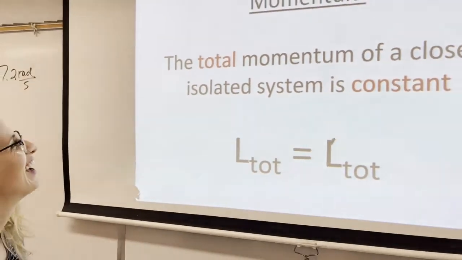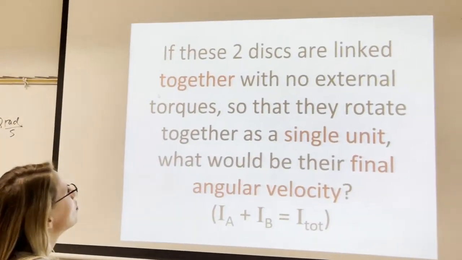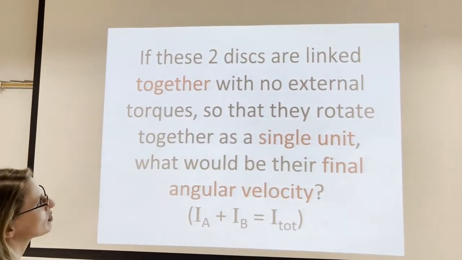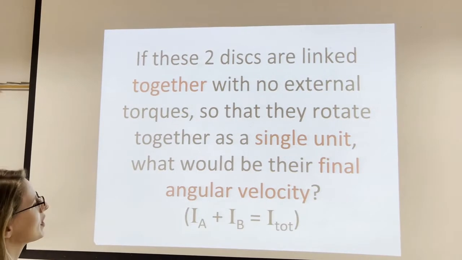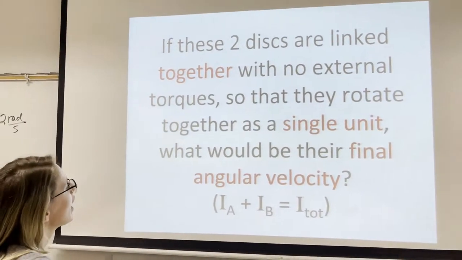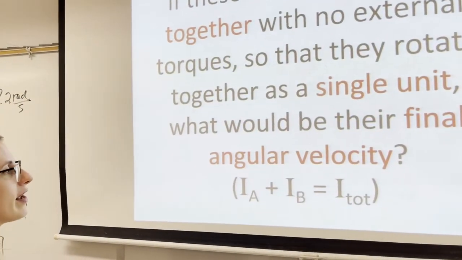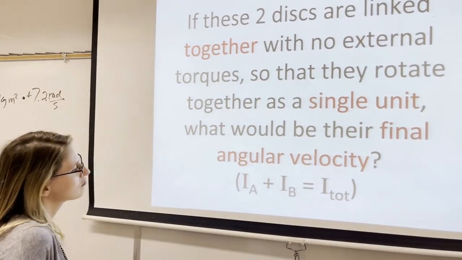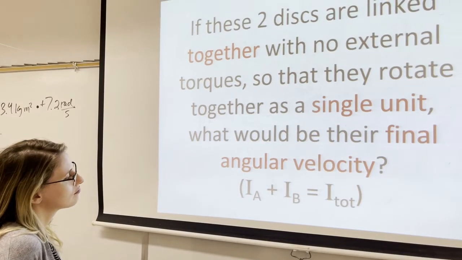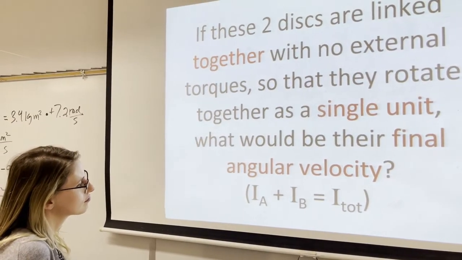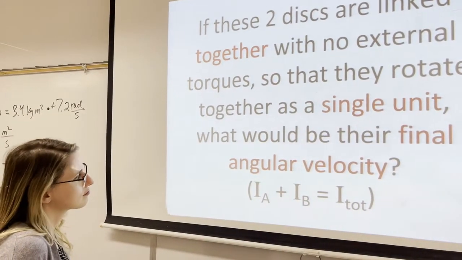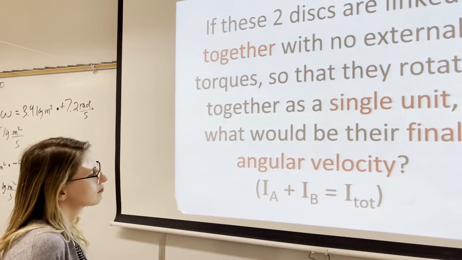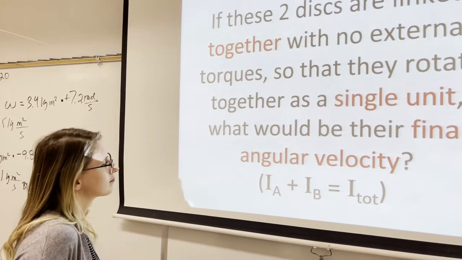And so, if these two disks are linked together with no external torque so that they are rotating together as a single unit, what would be their final angular velocity? Now this thing at the bottom here shows that the moments of inertia add just like masses do. You got one plus the other, you add them together, that's the total.